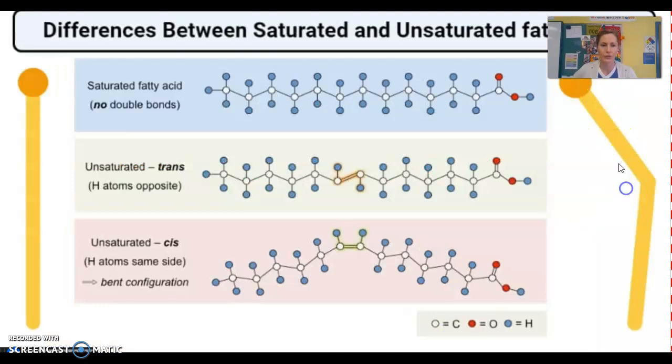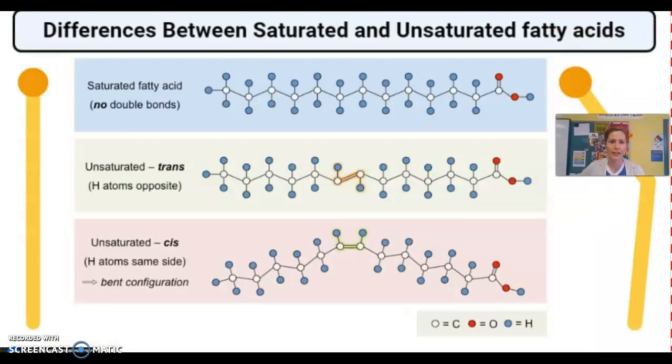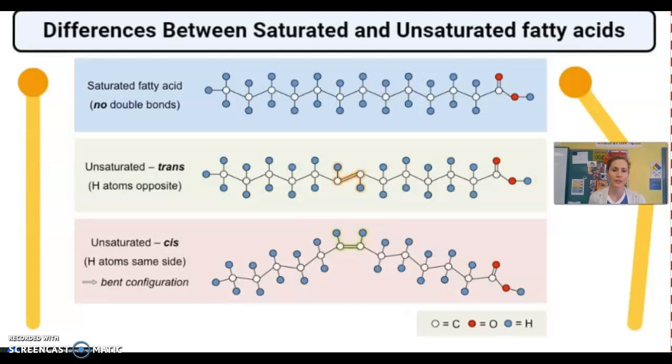So there are kind of two different types of fat structures we're going to look at. We're going to look at the difference between saturated and unsaturated fats. And when we talk about this, usually you've heard this in terms of health and being healthy. Saturated fats are fats that do not have any double bonds in them. And saturated fats are going to come from animal products. Saturated fats are going to be solids at room temperature, and that's because they can neatly pack close to each other because there's no presence of a double bond.